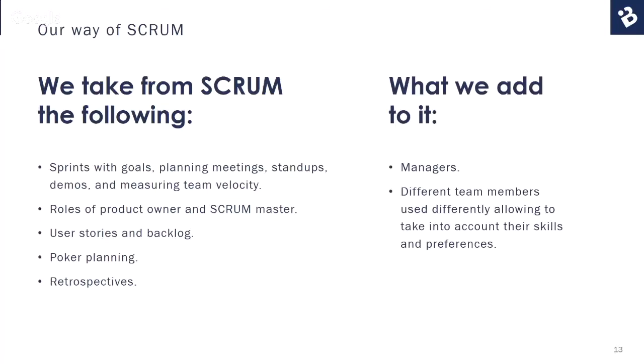And we add to it managers, who different team members use differently, allowing us to take into account their skills and preferences. So, eventually we have the following workflow. All tasks are in a special list called backlog, and those tasks are called user stories. The backlog is ordered according to task priorities.